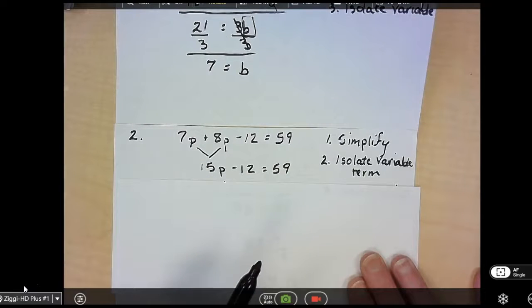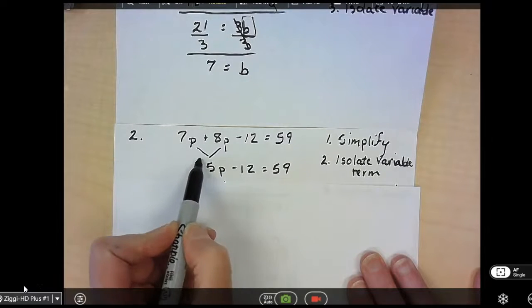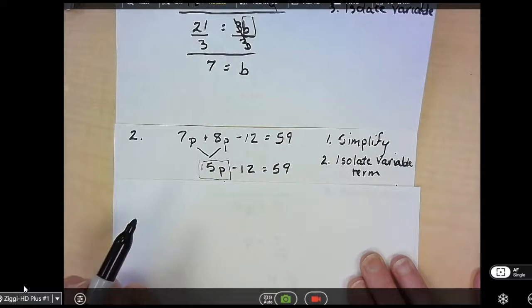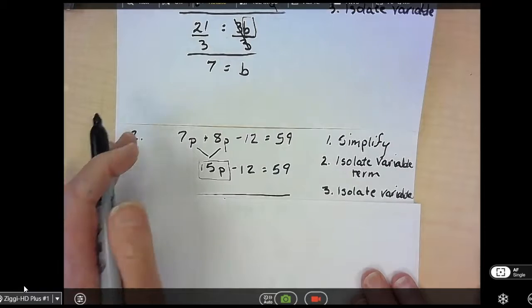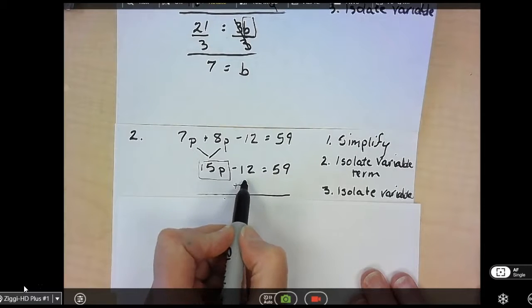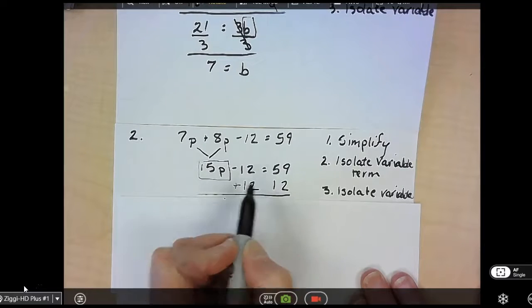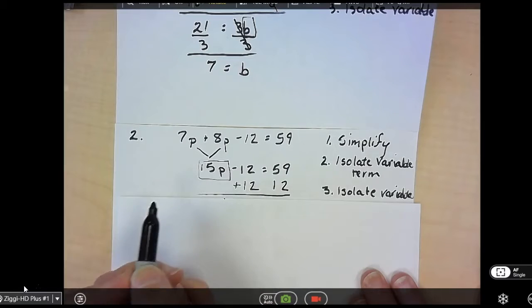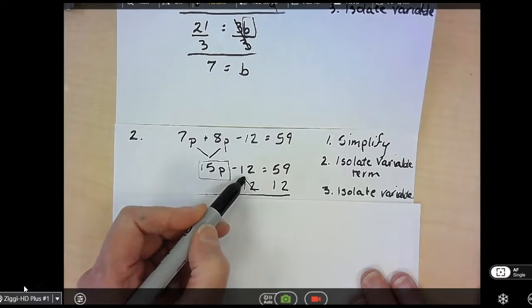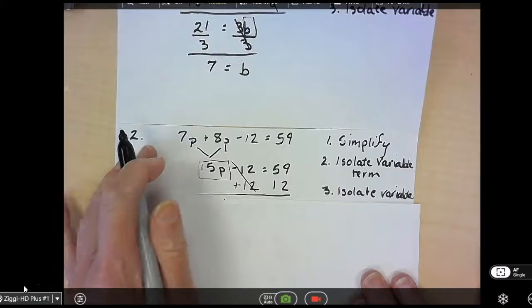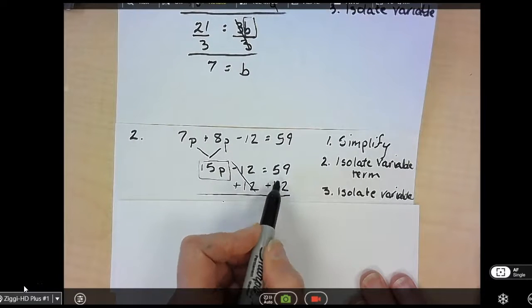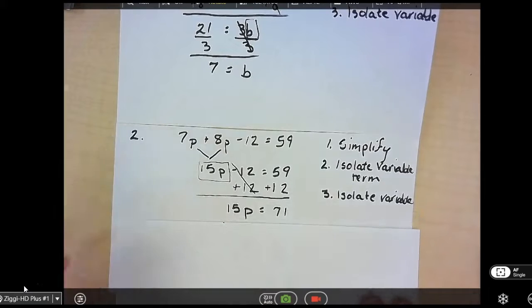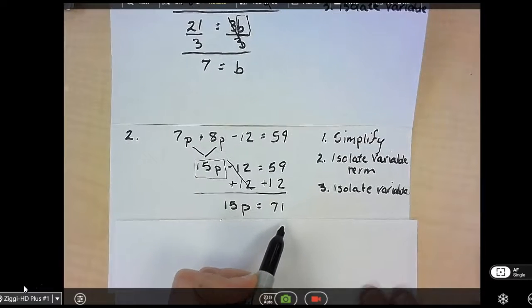So now I want to isolate the variable term. So the 15p I'm leaving alone. That means I have to get rid of the minus 12. So the inverse operation, plus 12. Again, we have to do it to both sides of the equal sign. 12 minus 12 is 0. On the left, I have 15p. 59 plus 12 is 71. So now I have 15p equals 71.